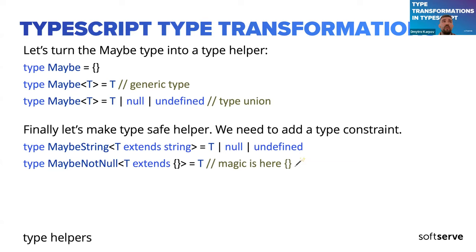Basically, we provide a kind of union, and we can even make our type helper more type safe. We provide a constraint here, which basically says the T type should extend string. So Maybe string type now is a string, null, or undefined. Because if we try to pass a number, TypeScript will yell at us and say, come on, you can't do this. You need to pass a string.